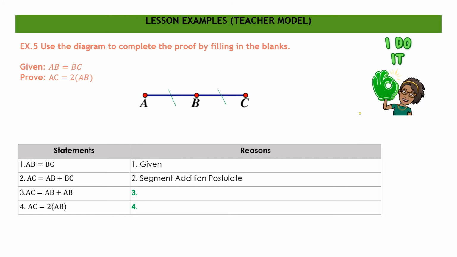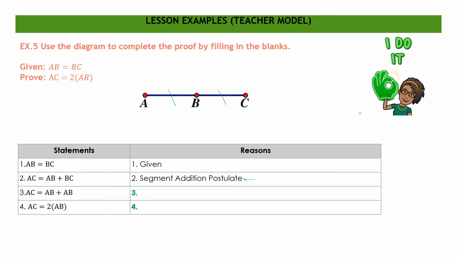So let's start our proof here. We're asked to fill in 2 of the reasons within our proof. So statement number 1 says we have AB equal to BC. Well, that was already given to us and we've already marked it in our picture. Statement 2 says AC is equal to AB plus BC. So if we remember back from lesson 1 with the segment addition postulate, okay, that is the reason for this statement for these 2 segments to be added and equal to the full length of AC.